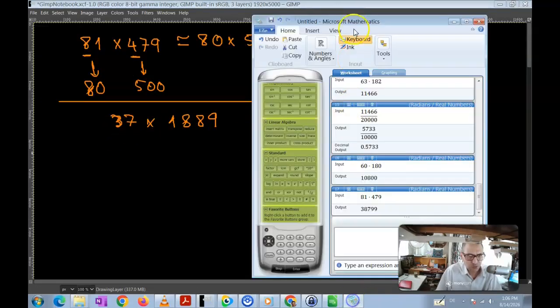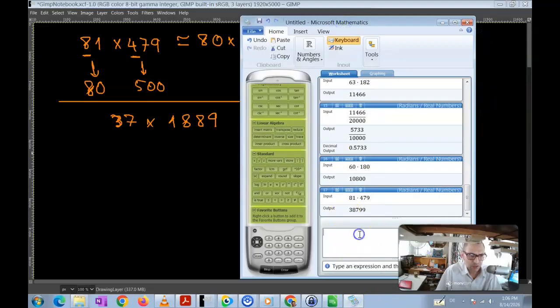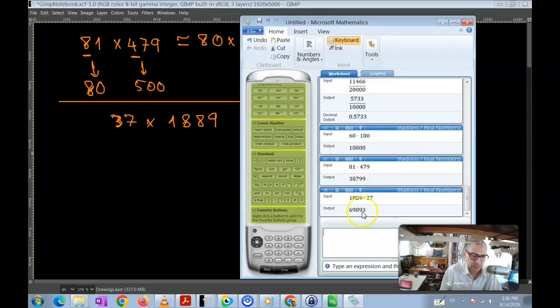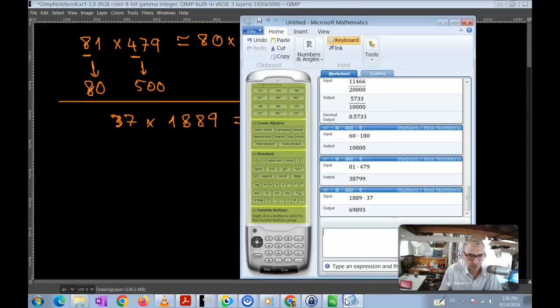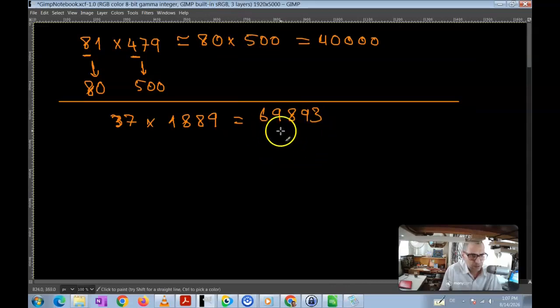Now I'm going to do this on a calculator. I'm going to say 1889 times 37, that's 69,893. So that's 69,893. This is the actual calculation.